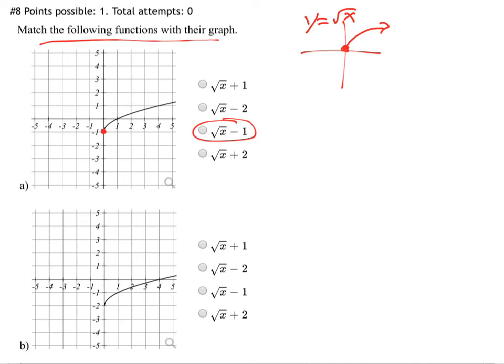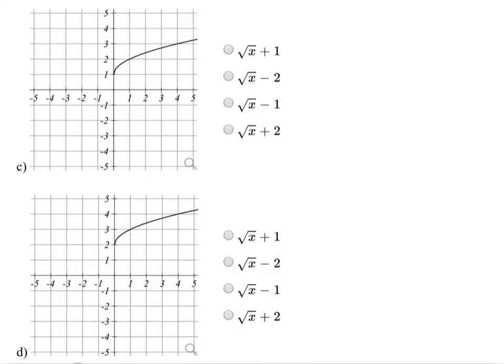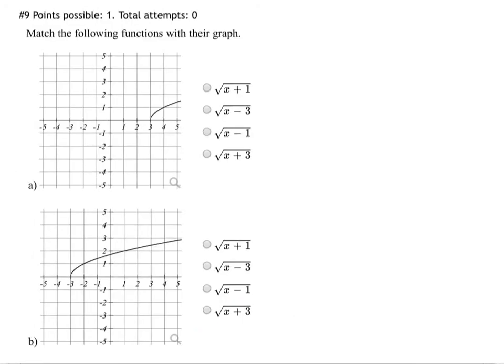How about part B? They moved it down 2. Well, this is also very easy. There it is. These are a piece of cake. Let's go to C. This one's been moved up 1, so this is easy. Up 2. This is easy. Wow, that was a very easy problem. I thought they were going to be a little more tricky than that. All right, let's see number 9.